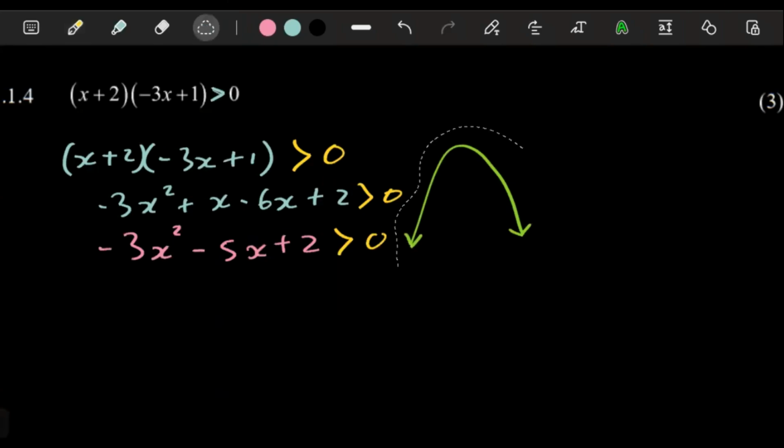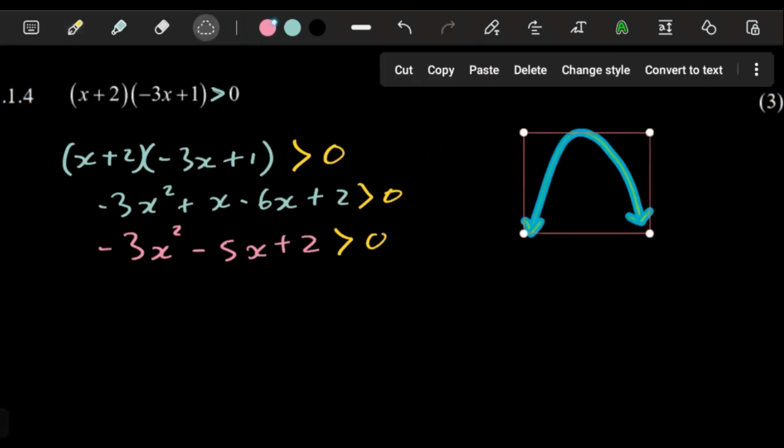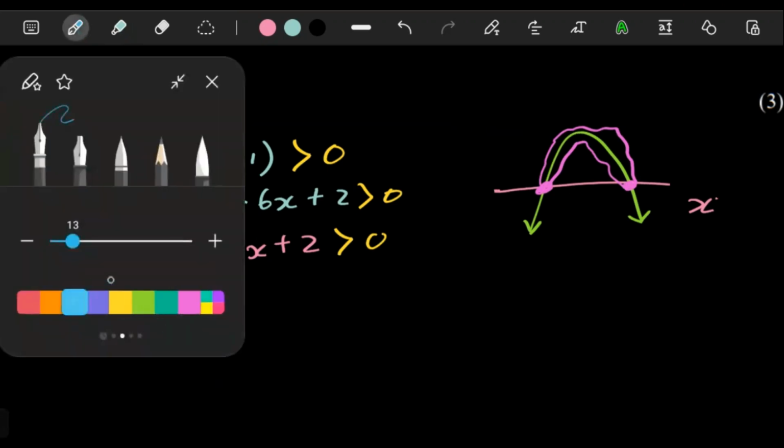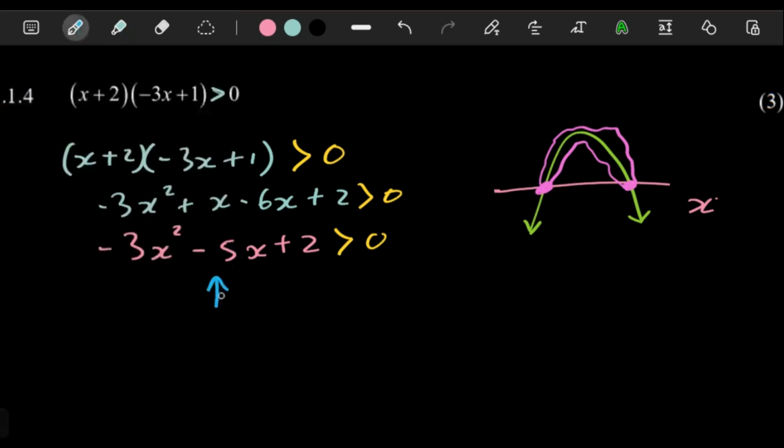So if we look at our graph, what we know is this here can act as the x-axis. So if we're going to work out where our graph is above 0, visually, it is above 0 over here, you see. So we need to find out starting from which x value up until which x value. To get those x values, we can just factorize this equation.